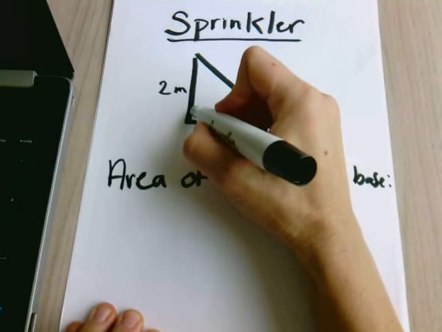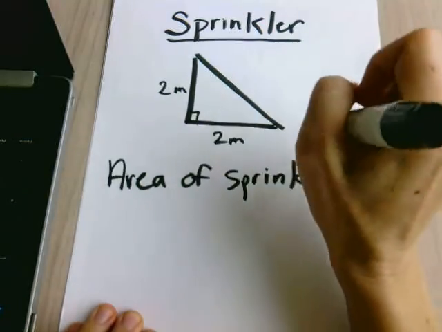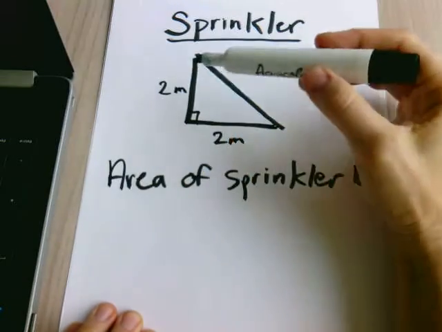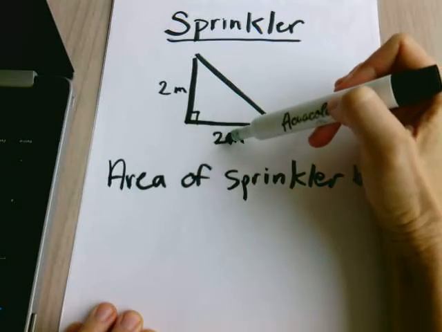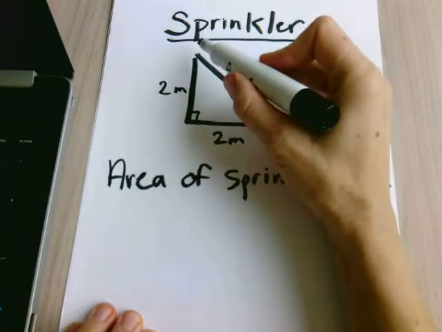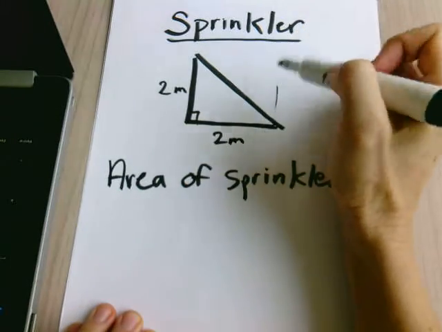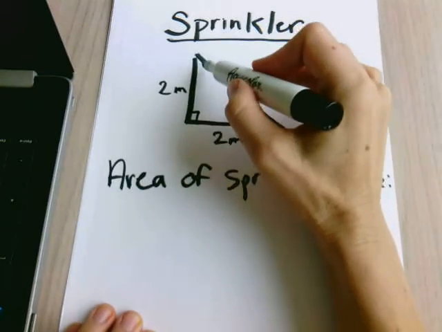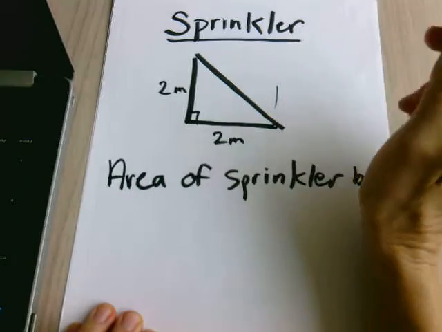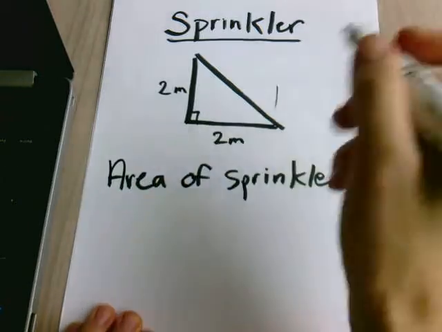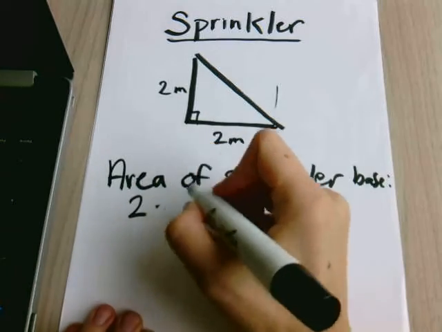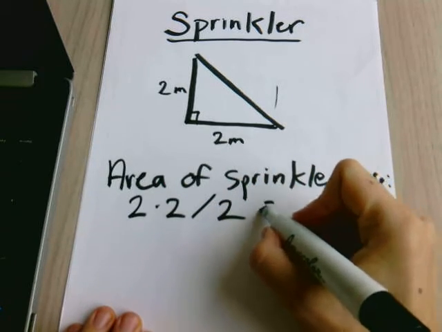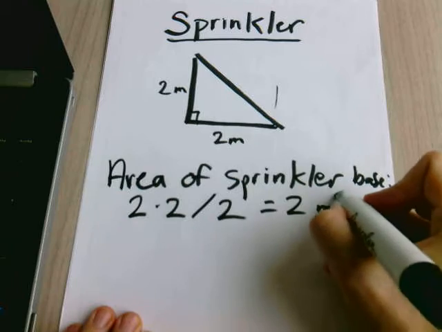And since it's a right triangle, then it's really easy to solve the area. So we just go 2 meters times 2 meters divided by 2. Because if it were a square, the area would be 2 meters times 2 meters. But since it's only half of that area of the square, then we're going to divide by 2. So we're going to go 2 times 2 divided by 2, and that gives us 2 square meters.